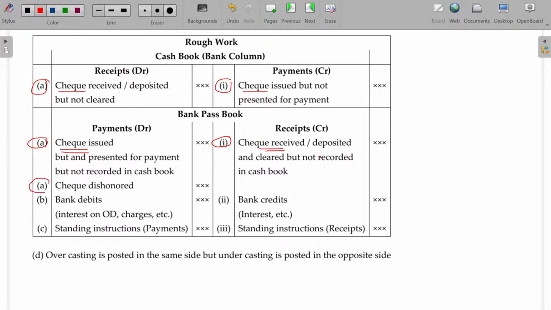Sometimes there may be chances of check dishonor. When we receive the check, we post that value here, and on dishonor it will be posted on the other side. So these are the three items for the check related.